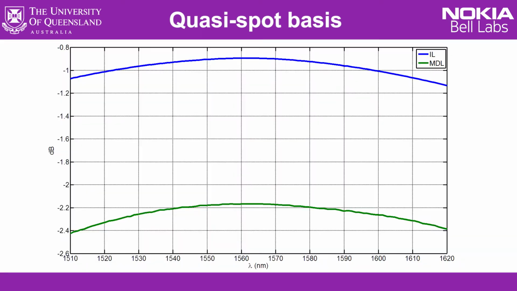So if we look at the performance of the transition, we can see it does have good insertion loss. Insertion loss is the average singular value from before. It represents the average loss over all possible spatial paths through the system. It's also got decent mode dependent loss for a 45 mode device of about 2.2 dB and quite good bandwidth and flatness.